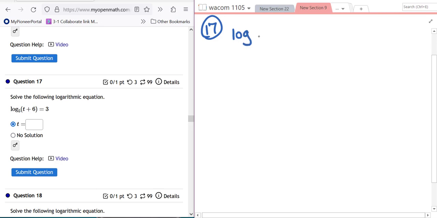So the log base 5 of t plus 6 equals 3. So change your form. 5 to the third equals t plus 6.